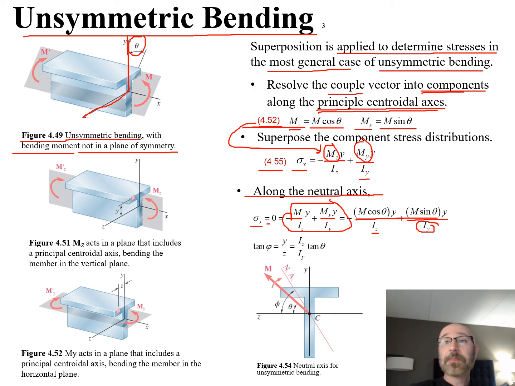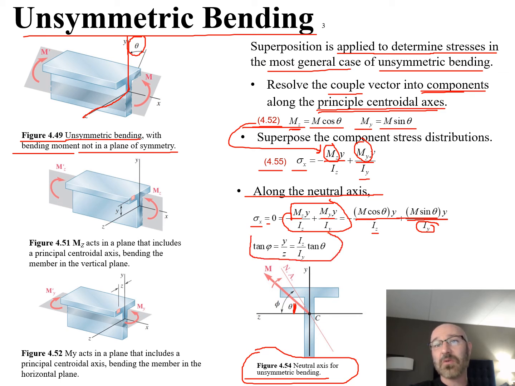So from there, we come down and take a look at this figure 4.54 for the neutral axis for unsymmetric bending right there. So you can see your neutral axis right there. From our neutral axis, we have this angle phi right there. So our tangent of phi is equal to our y over z when we do that out there. Now we can plug in for that and relate it back to our theta term, which is for our moment right there. We can say now that the tangent of phi is equal to y over z, which is equal to our I sub z over our I sub y times the tangent of our theta term right there.